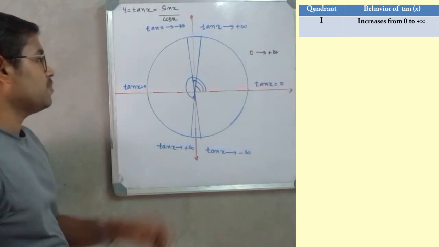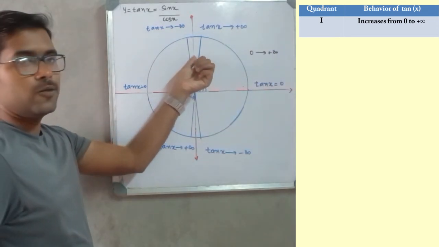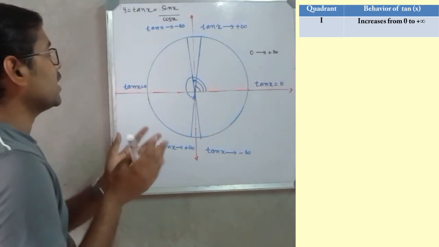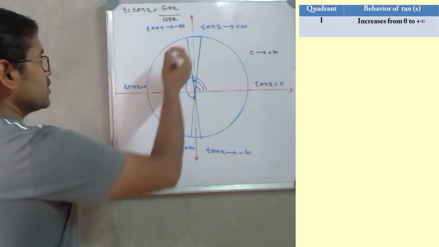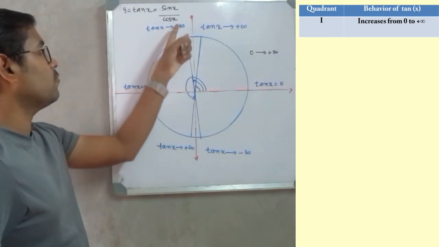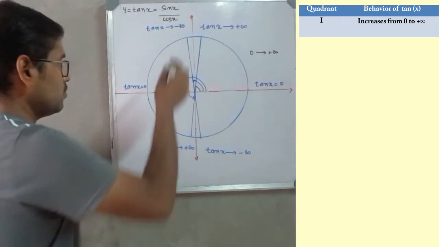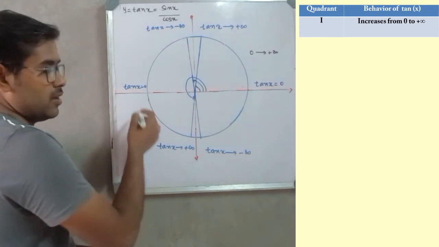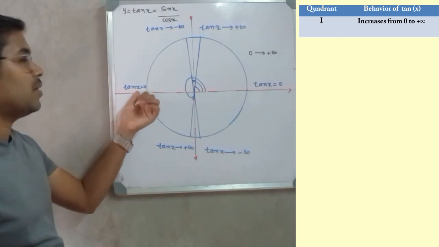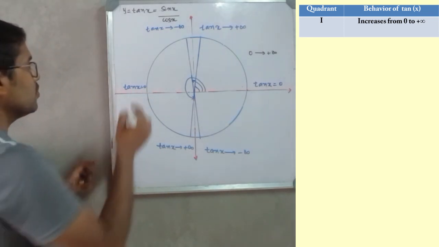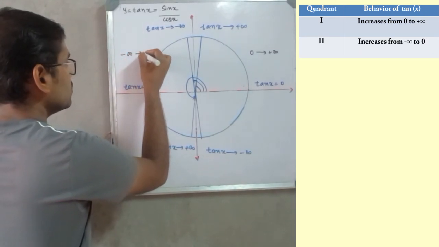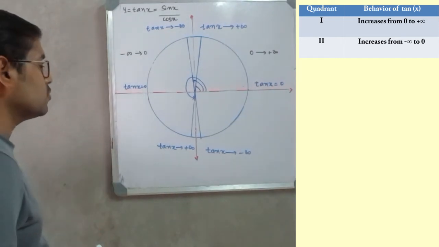Similarly, in the second quadrant, if the value of x is very close to pi by 2, then the value of cos x will be very small negative number. In that case, the value of tan x will be very large negative number, or else I will say that tan x approaches negative infinity if the value of x approaches pi by 2. And at x is equal to pi, sin pi is 0, cos pi is minus 1. So the value of tan pi is 0. So in the second quadrant, the behavior of tan x is it increases from negative infinity to 0.